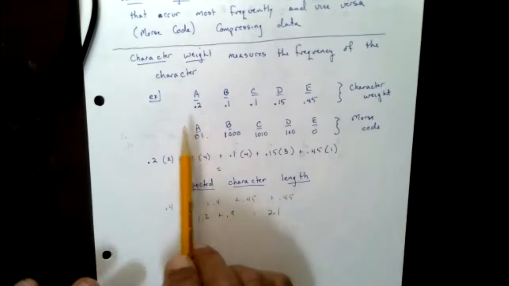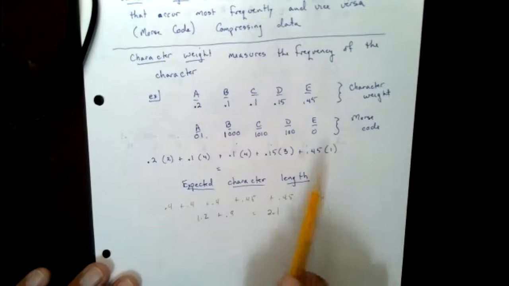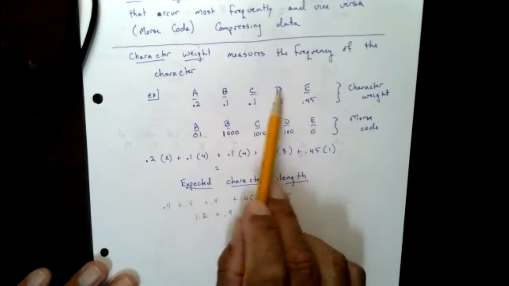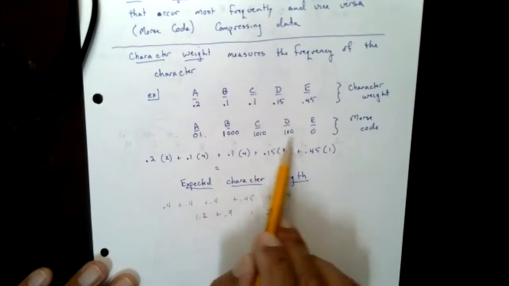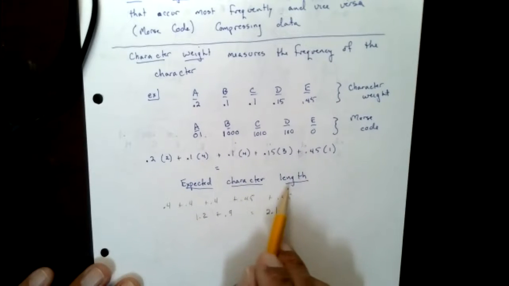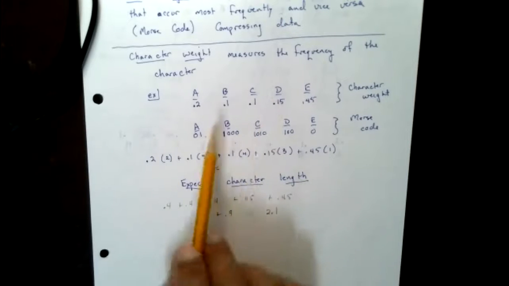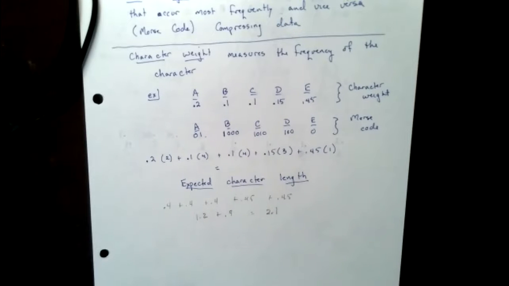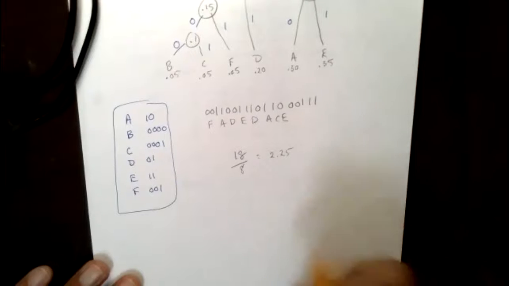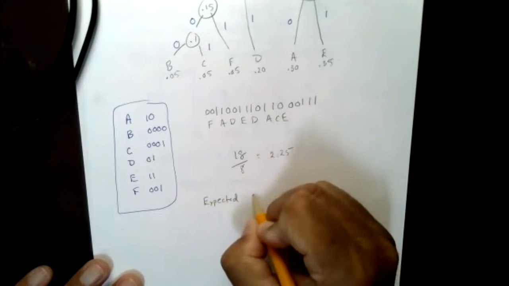Another example here. If I look at the weights, and I look at how many characters there are on each piece of Morse code, I see the expected character length is 2.1. Now, if we did a message like faded ace, we could see an actual character length. But here we have something called an expected character length. If I came back over here, what would my expected character length be?